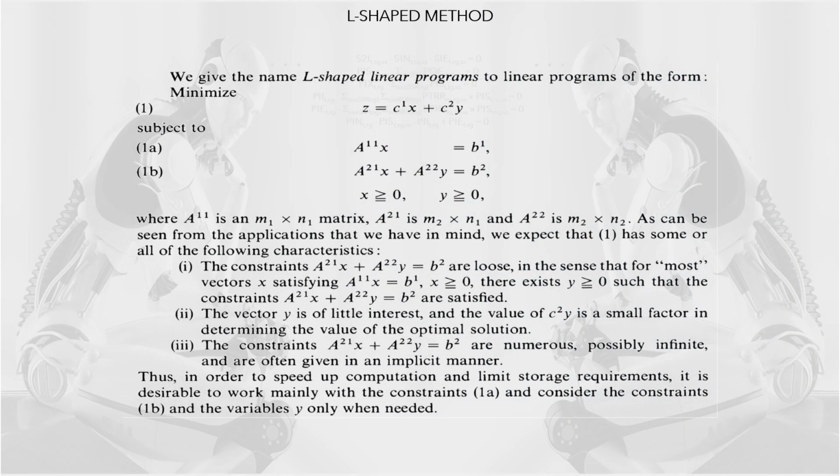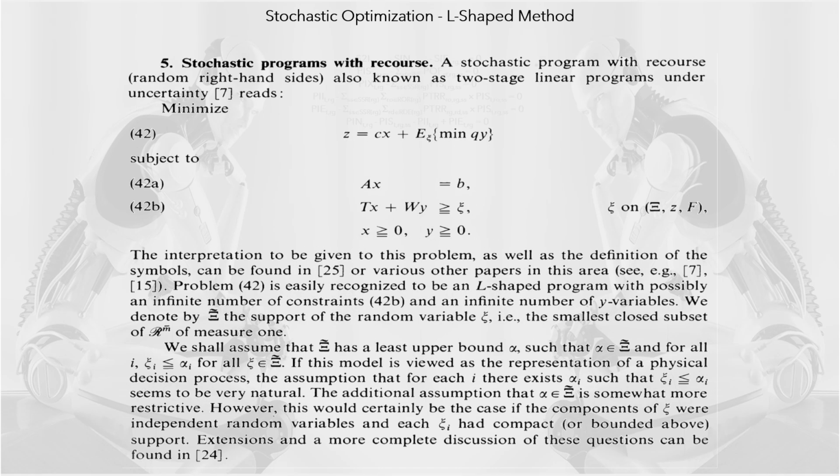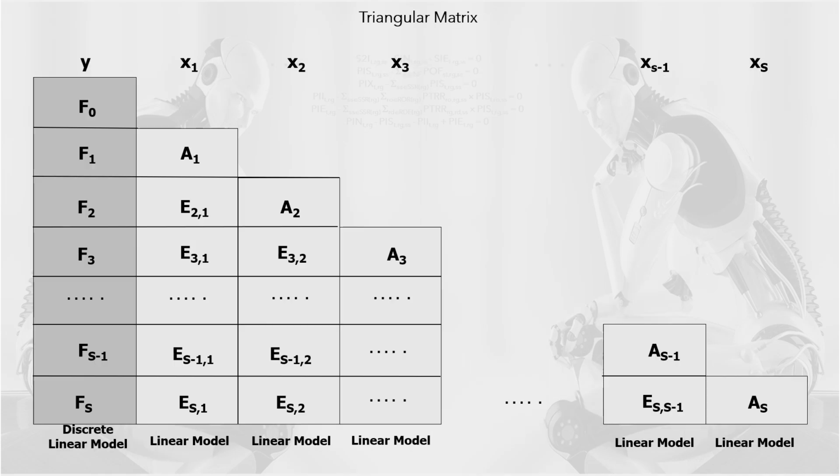The image shows an L-shaped problem defined by Van Slyke and Wets. Since the problem is defined for two periods, the shape of the L is evident. Van Slyke and Wets presented the formulation for the stochastic programming problem. As it is a dynamic model, the type of matrix that is most used is the triangular one, which accumulates effects from the past that can be used to project the future.